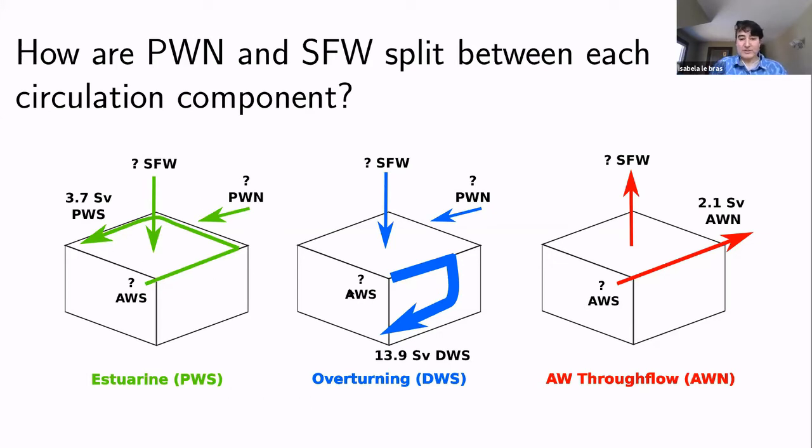So we have the three circulation components that are defined by their outputs. The estuarine is defined by this polar water south output, the overturning is defined by this deep water south output, and then the Atlantic water through flow is defined by this Atlantic water north output. In order to solve this, we'll make the sensible assumption that none of the polar water flowing through Fram Strait is mixing into this Atlantic water through flow limb. So we'll assume that's a separate piece of the circulation, and this Atlantic water isn't mixing with polar water that's flowing on the completely other side of this box.